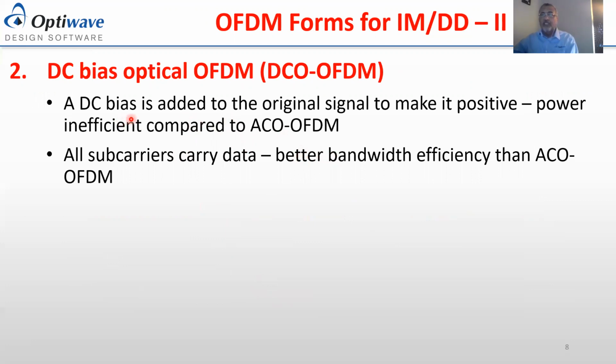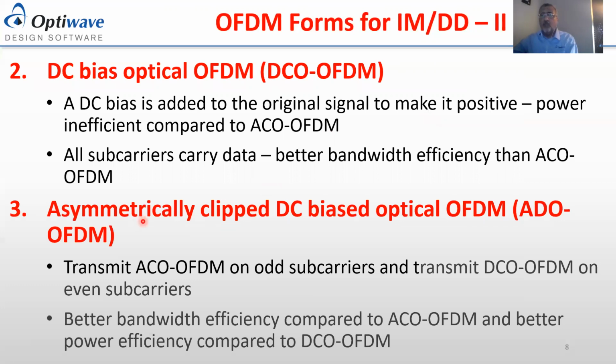However, there is a DC bias added to the OFDM signal to allow it to become positive, and then there is a problem with the power. So this is power inefficient. Now, a solution for that is a combined solution, which takes care of the even and odd subcarriers, where the odd subcarriers use asymmetrically clipped optical OFDM, and the even subcarriers use the DC biased optical OFDM. In this way, you will be able to send both of them and enable power efficient as well as bandwidth efficient systems.